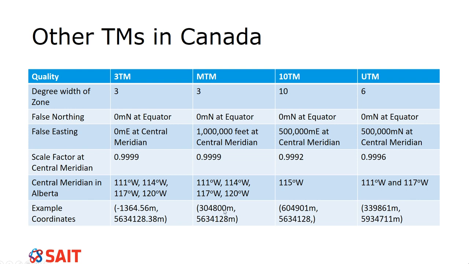So if we put that into meters, it's basically this. And so you're going to be working with hundreds of thousands of meters in an MTM. That's just something to keep in mind as you're working with MTM values. You're not going to get negatives and you're not going to get small values. You're going to be getting relatively large values. But everything else is pretty much identical to the 3TM.